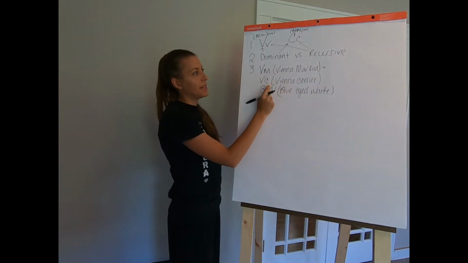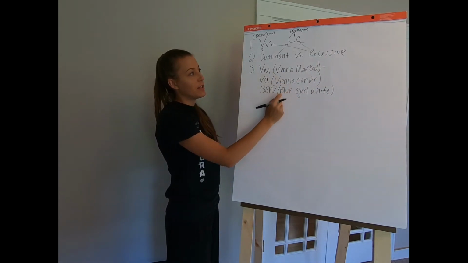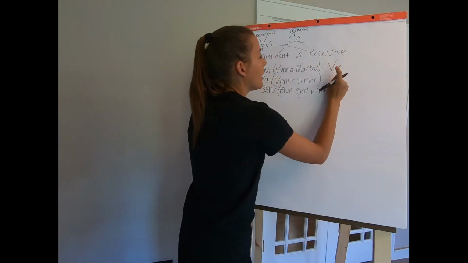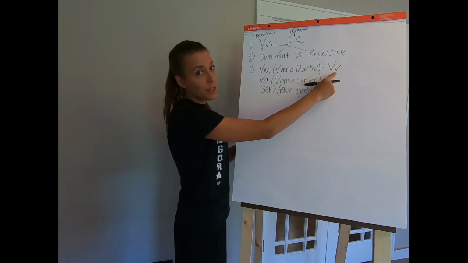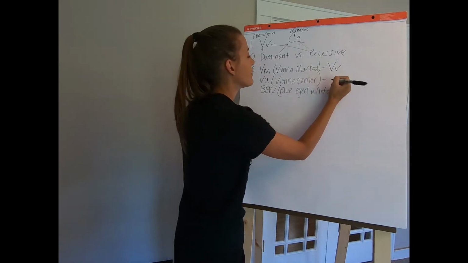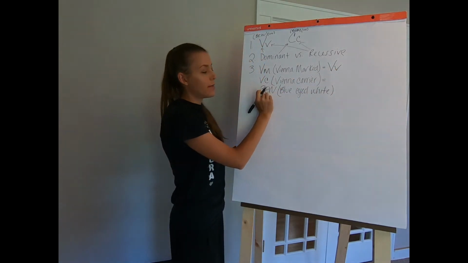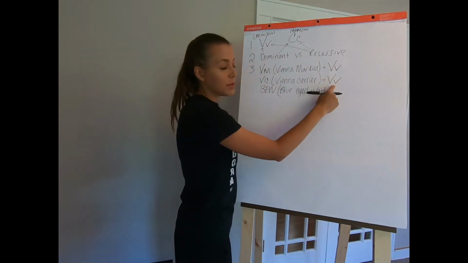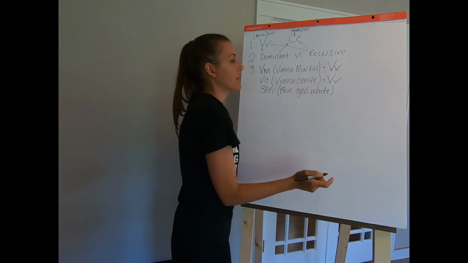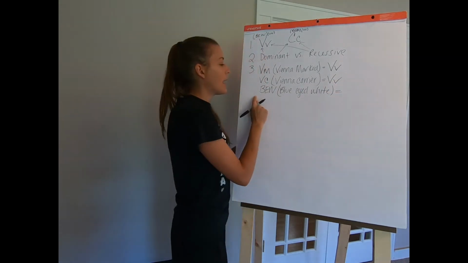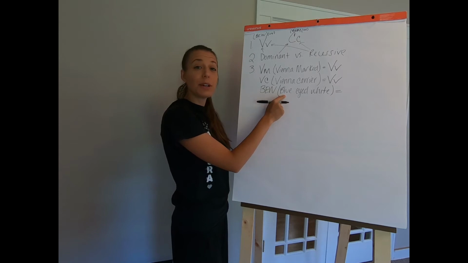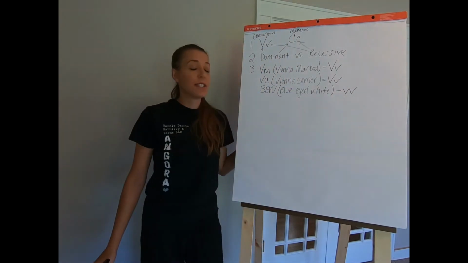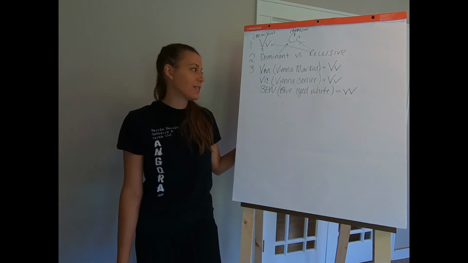So let's talk about this. How many Vienna genes would a Vienna marked rabbit have? They will only have one recessive gene. How many of the Vienna genes will a Vienna carrier have? They will only have one of the recessive gene. How many of the Vienna genes will a blue-eyed white have? Two. They'll have two of the Vienna genes.